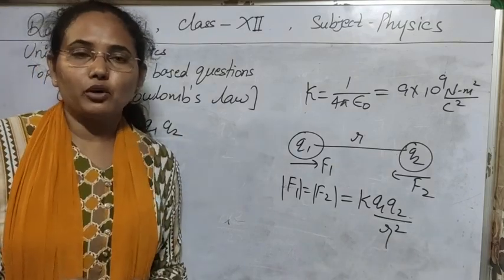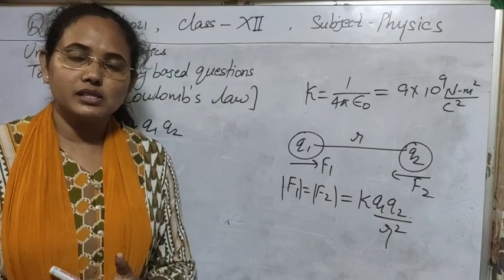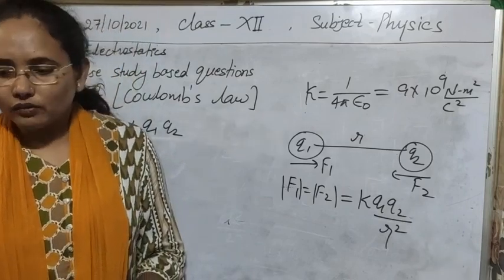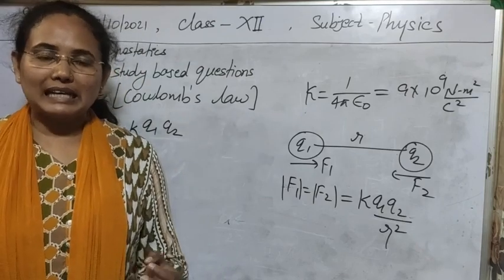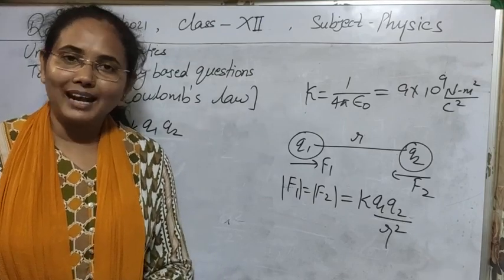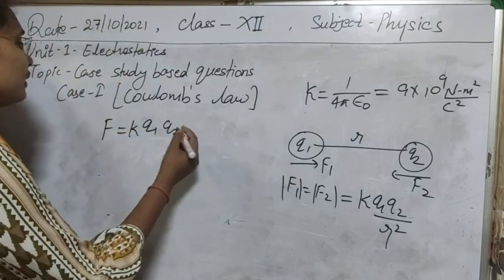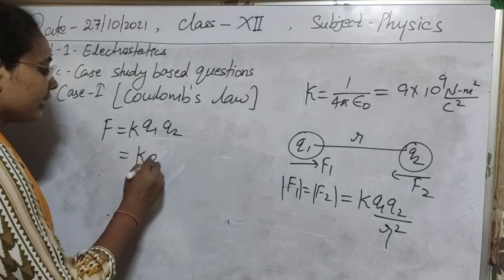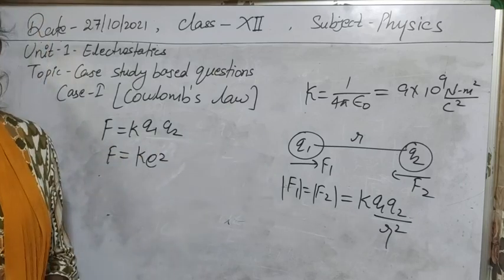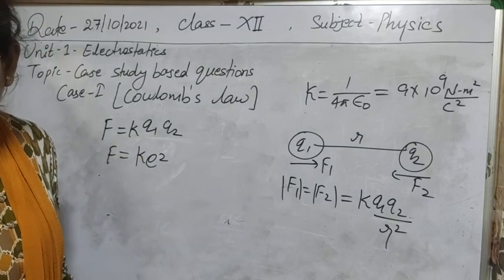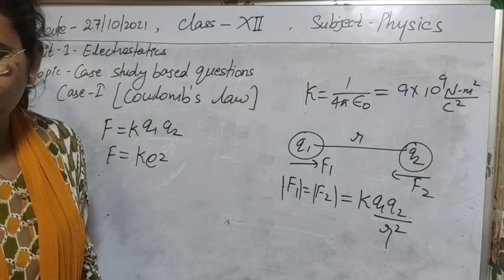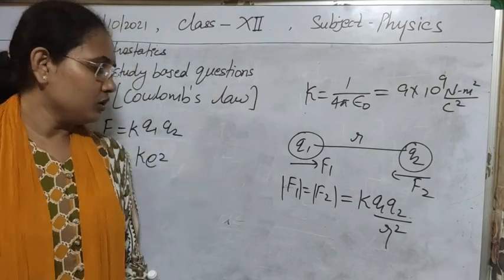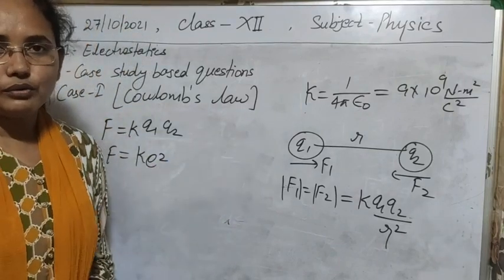The minimum possible charge in this universe is obviously the charge of the electron. The charge of the electron is denoted by e, and it has a magnitude of 10 power minus 19 coulomb. So you can write the value of q1 and q2 as e. So this will be k into e square. This is the minimum possible force for charges placed 1 meter apart from each other. This is a very basic concept that you have to use.